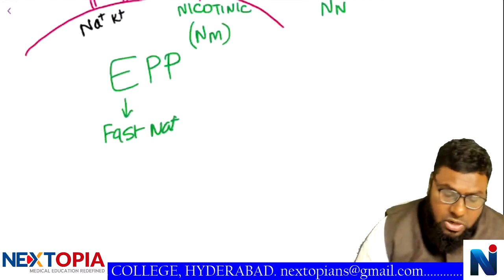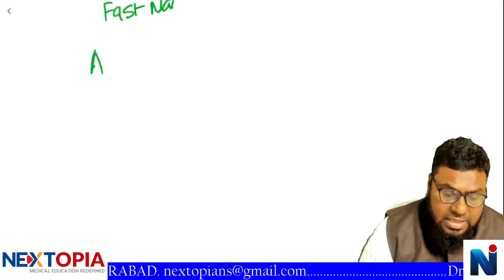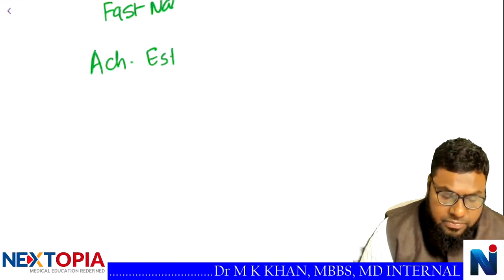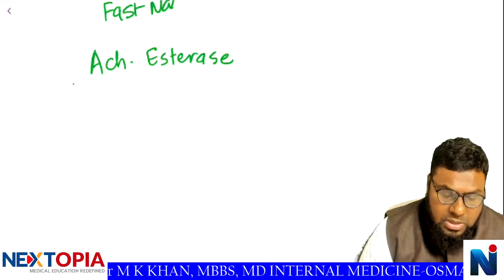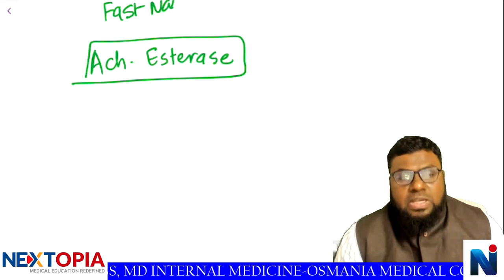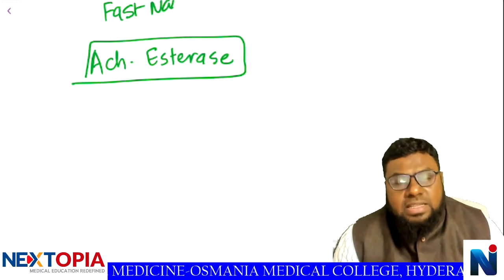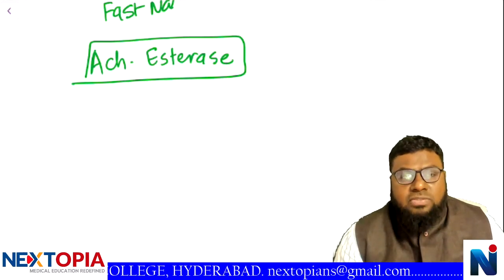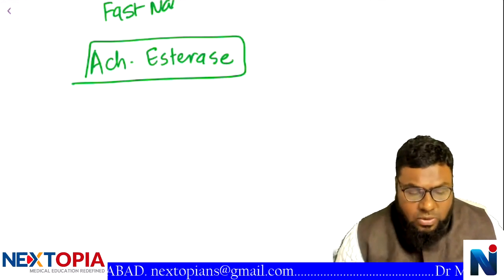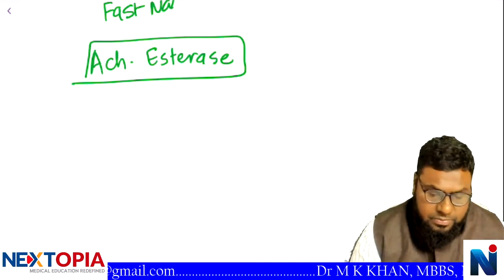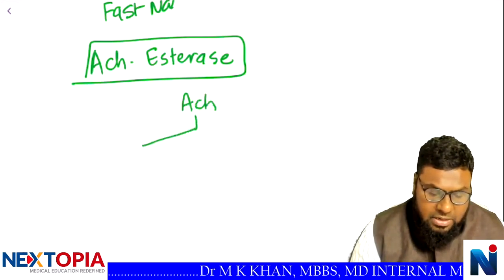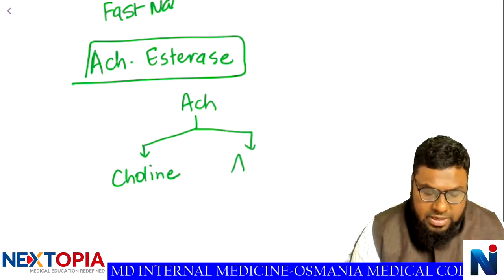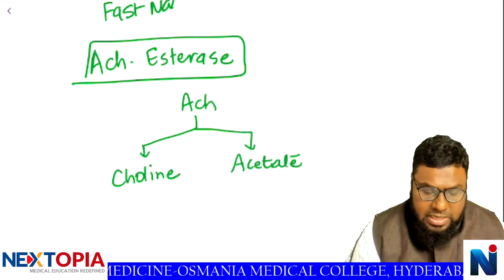So what stops the action of acetylcholine? There is an enzyme which degrades acetylcholine. We call it acetylcholine esterase. This acetylcholine esterase enzyme is present in the postsynaptic membrane, and it stops the acetylcholine from acting further. It will convert the acetylcholine to choline and acetate.